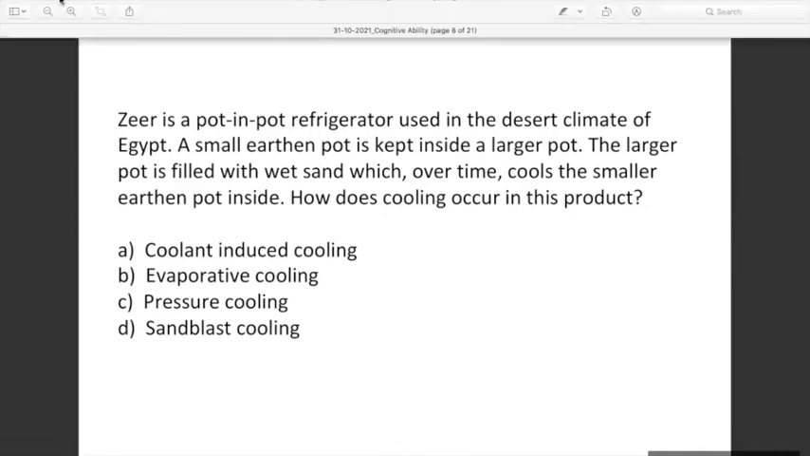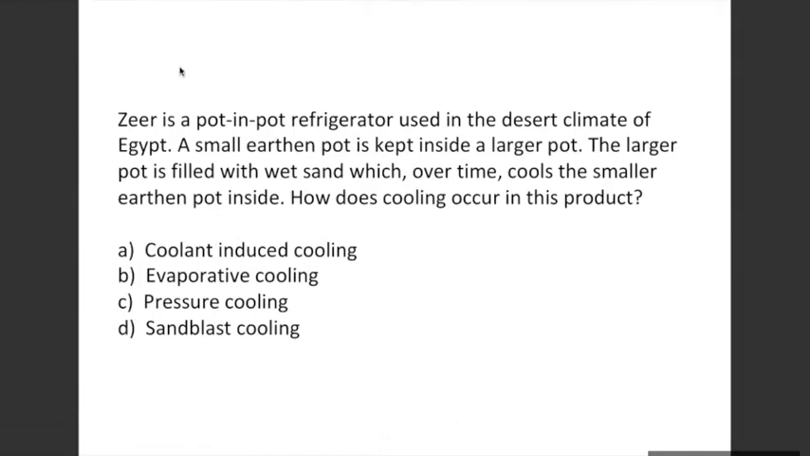Students? Okay, fine. Sandblasting is a process where smaller particles of sand along with water are pressurized onto some surface to remove either the paint or the dirt on that surface, which is not happening here. So that is a wrong option. Pressure cooling is also not happening here. There is nothing under pressure. So the correct option, which is also given, is evaporative cooling.